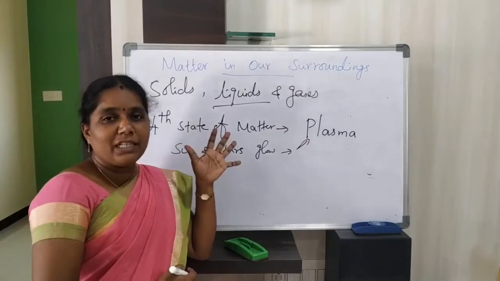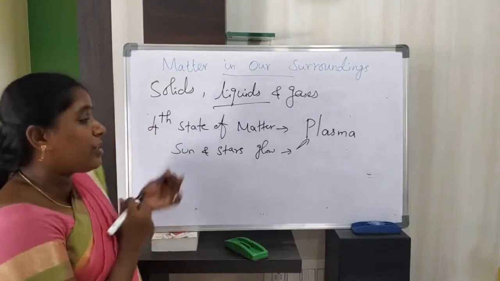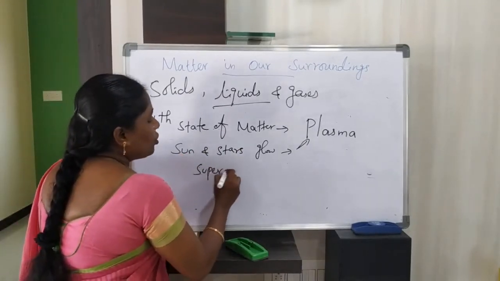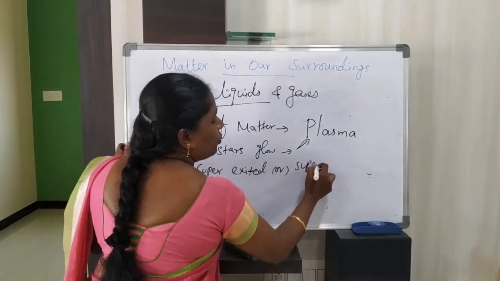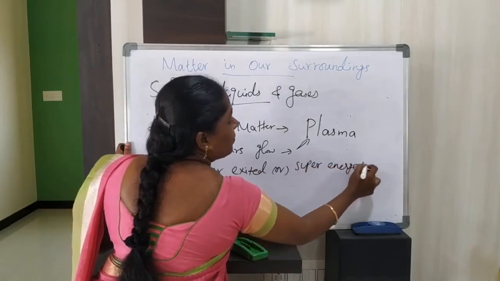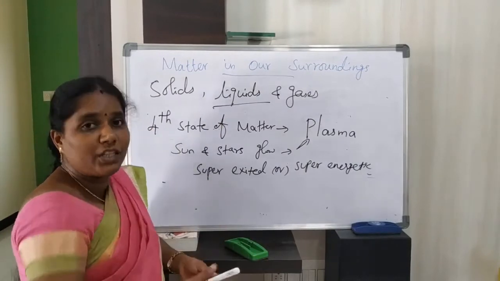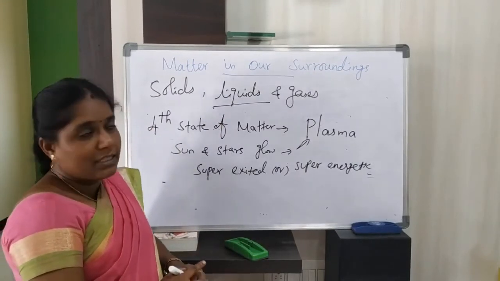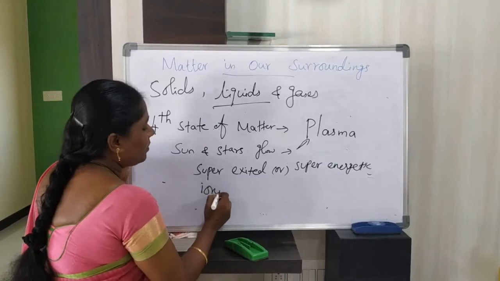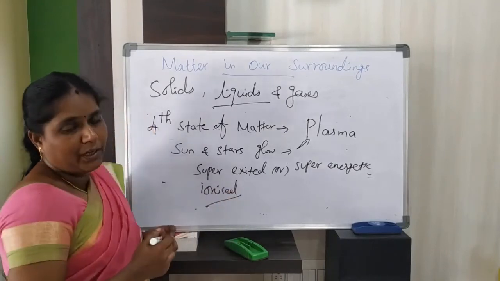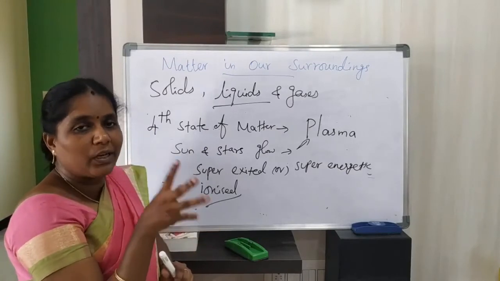What does plasma mean? This plasma is a super energetic particle. It is a super excited or super energetic particle. It is made with the help of super excited, or we can call it super energetic, particles. In plasma, the particles are considered ionized. It is an ionized particle.